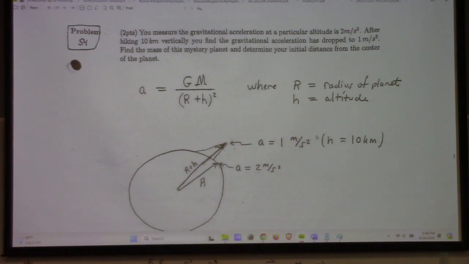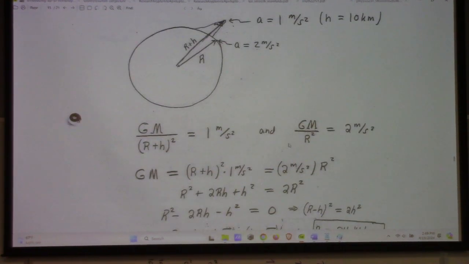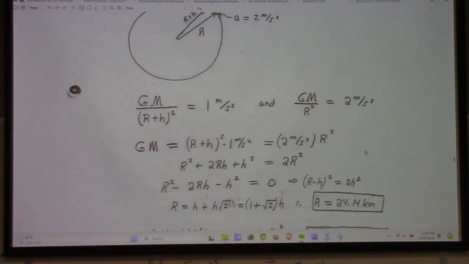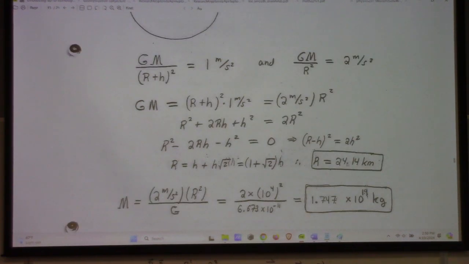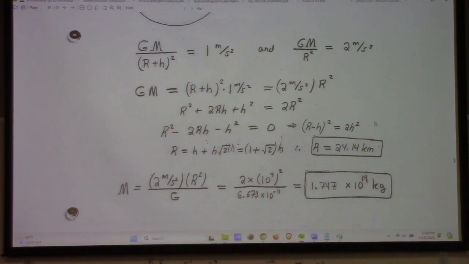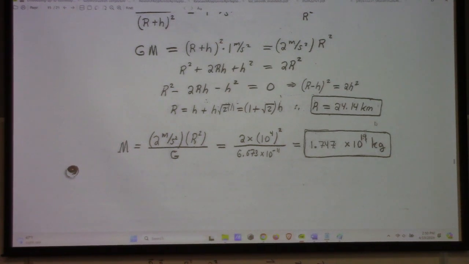So then I do the math. I solve for GM both places, which gives me a quadratic, which I solve, and I get that. And then, once I know that, I can go back and find out that the mass is a mere 1.747 times 10 to the 19th kilograms. So, it's a wee little planet, isn't it?